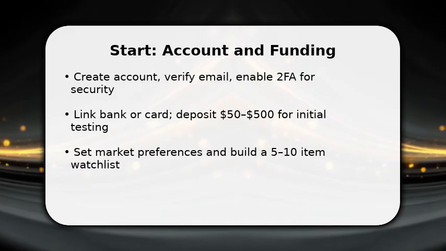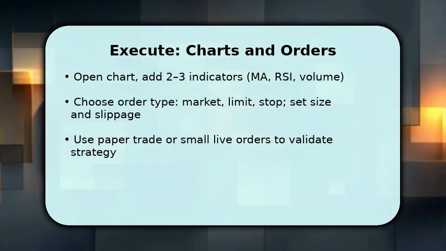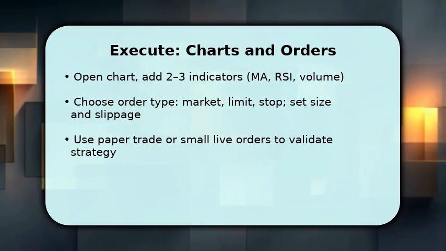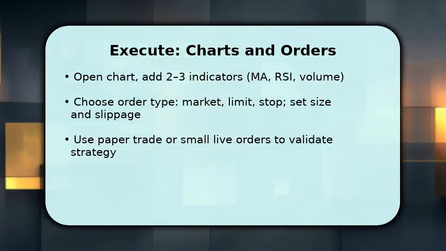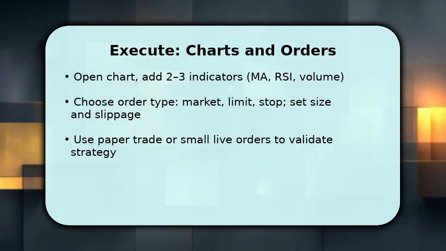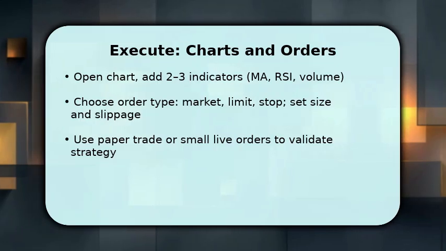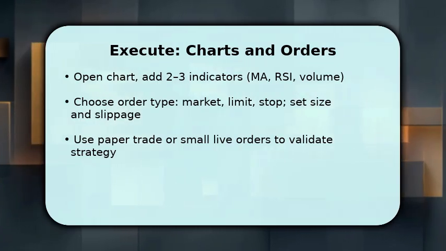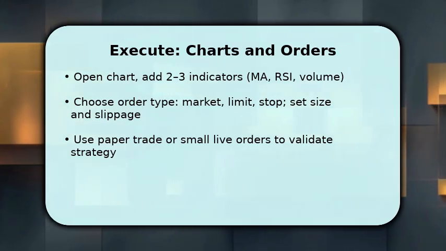Now you move into chart analysis and order execution to turn ideas into trades. Open the chart and add 2 to 3 indicators like moving average, RSI, and volume so you understand trend, momentum, and participation. Then choose the proper order type: market for speed, limit for price control, stop for protection, and set position size and acceptable slippage to manage risk.